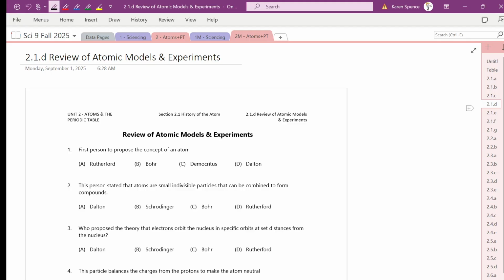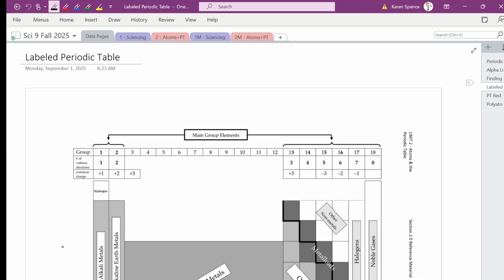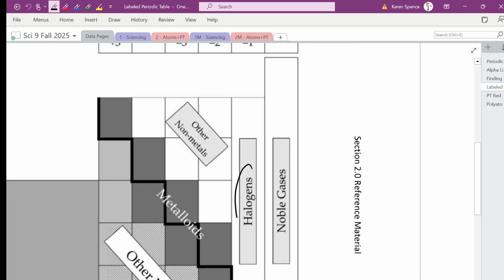Okay. Sorry. So then we would go to our labeled periodic table and we say, group 17, those are the halogens. So there's a little bit of looking around and finding things. Okay? So we've now got our halogens.